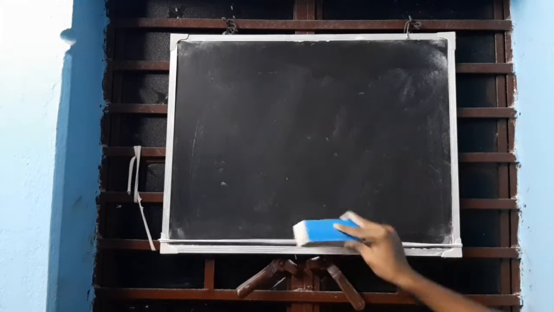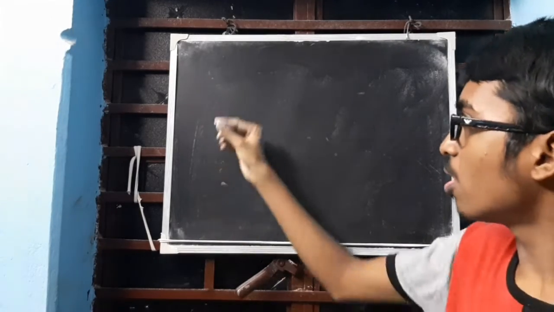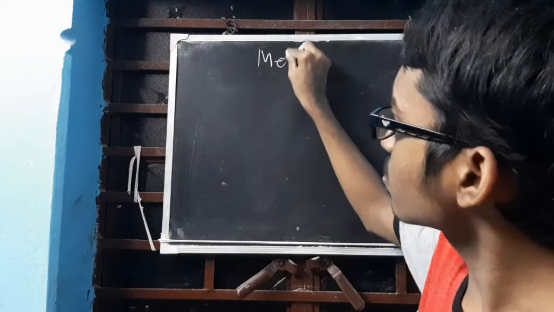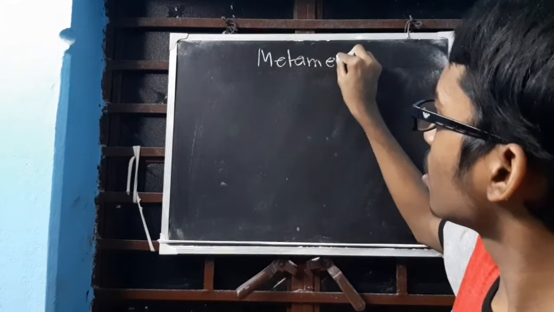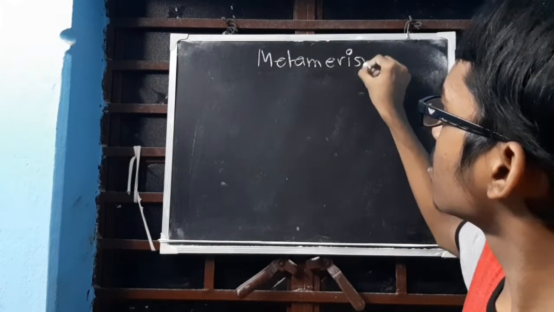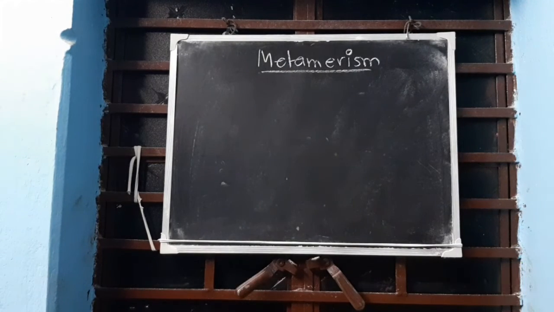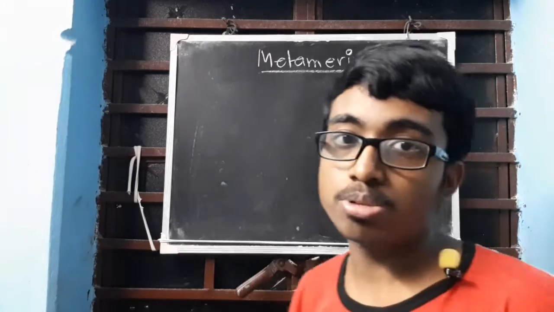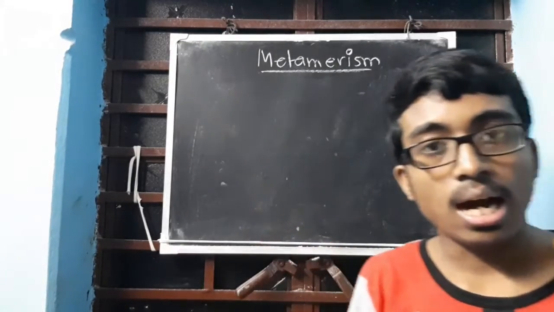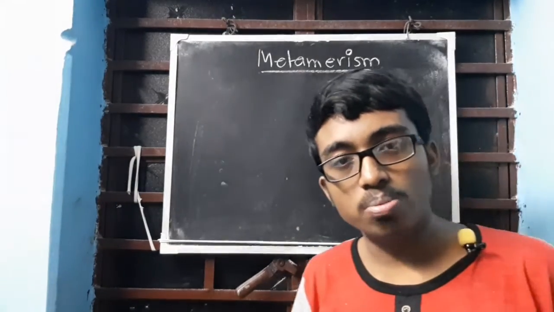Okay. Next one, let's move on to the last type of isomerism, that is called metamerism. Clear? The phenomenon is metamerism, and the isomers are called metamers. Okay. Metamerism is basically unequal distribution of alkyl groups on either side. Unequal distribution of alkyl groups on either side.